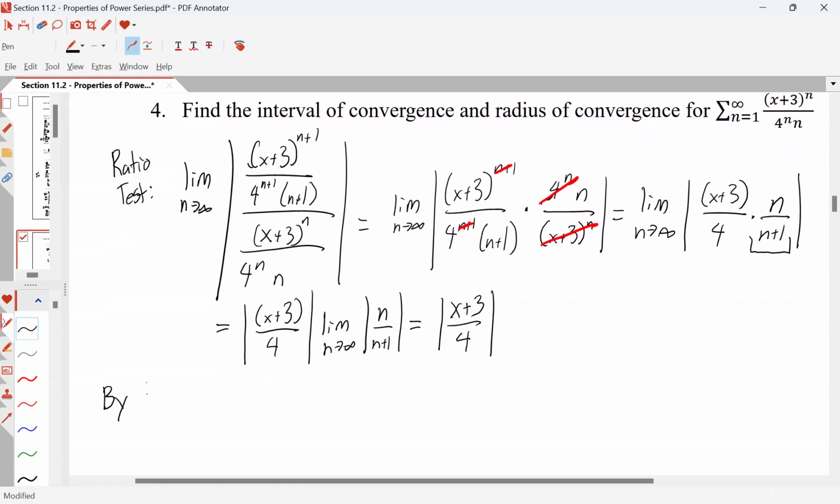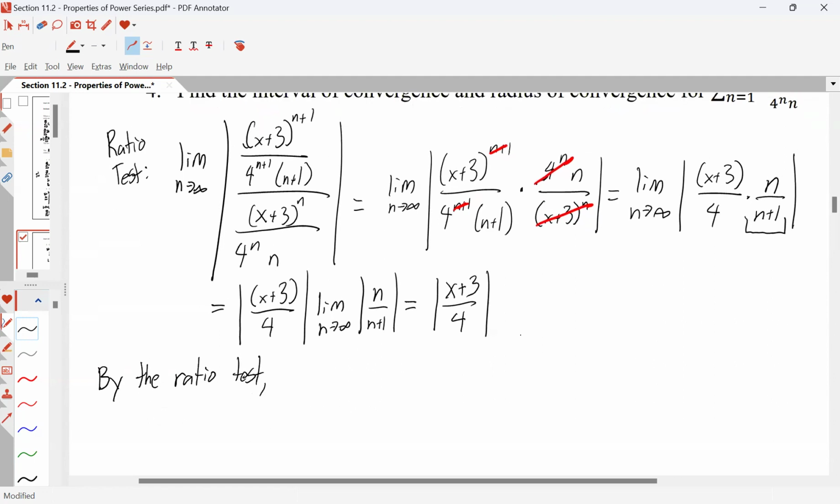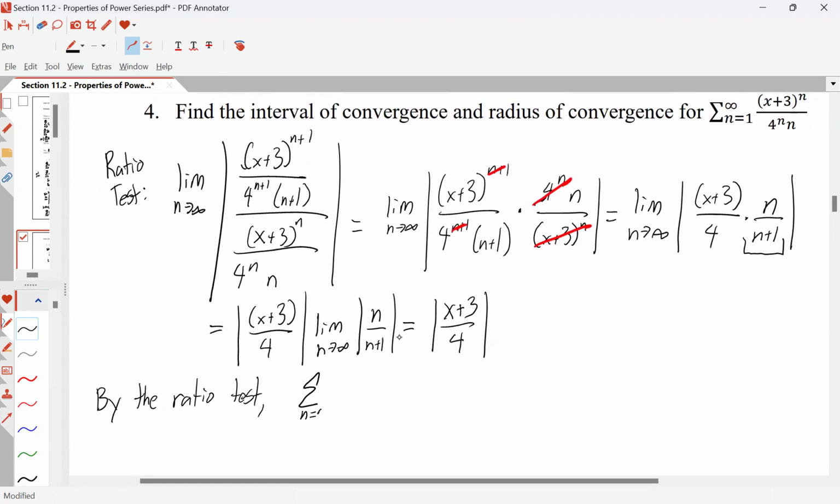So this means by the ratio test, the series n equals 1 to infinity of (x plus 3) to the n over 4 to the n times n converges when our limit is less than 1. So this converges when our limit is less than 1.